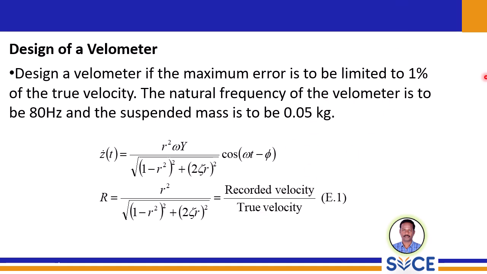Recall the velometer is based on a seismic instrument, which works best when its natural frequency is significantly lower than the frequency of the vibration being measured. Hence, in this high frequency region, the relative displacement of the seismic mass is approximately proportional to the velocity of the vibrating body itself. So we are using the content of the previous slide, that is Z of t and the R value, and using these equations only we are going to solve this problem.